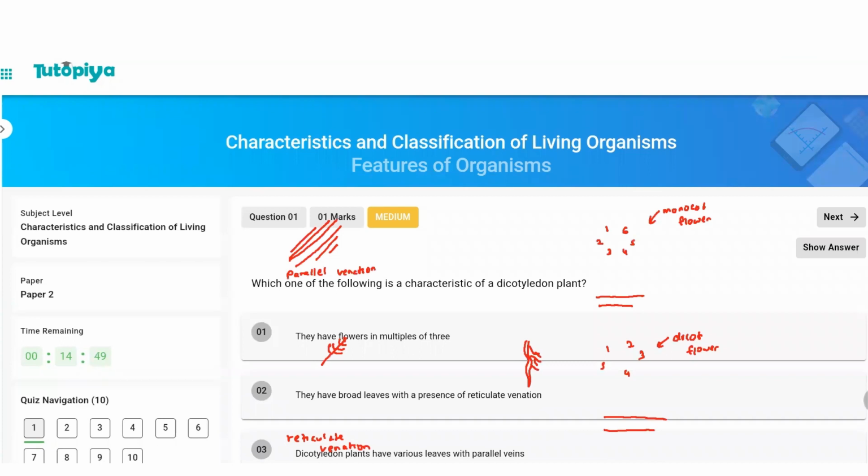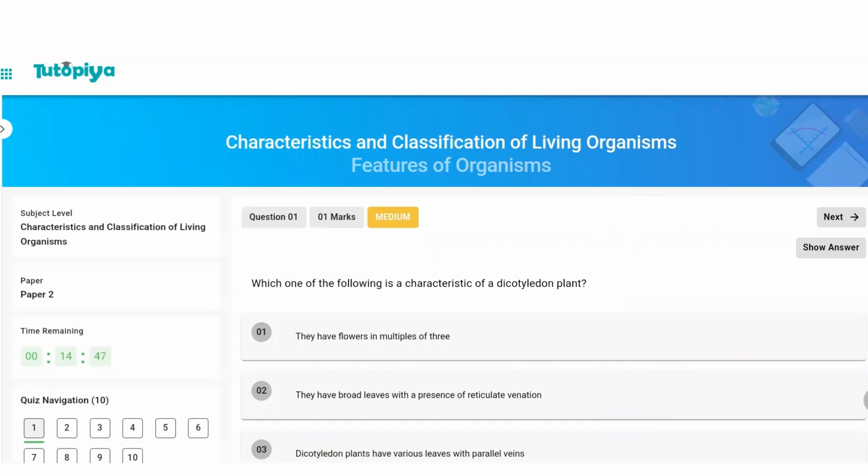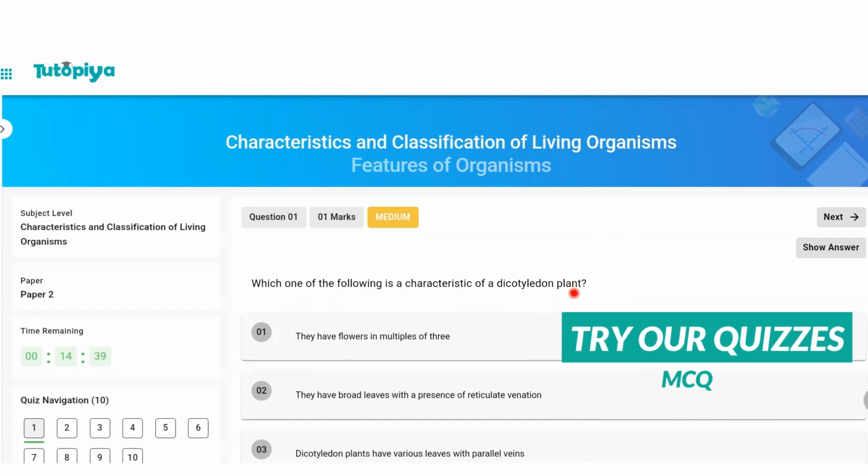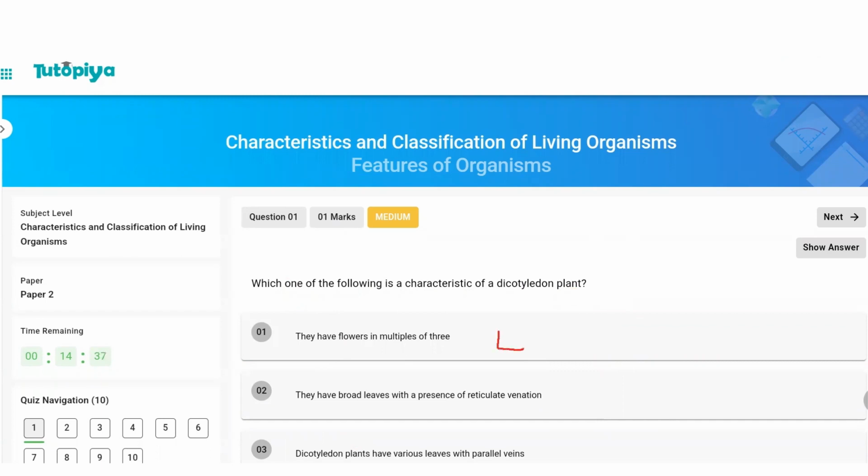All right, so here's our first question. Which one of the following is a characteristic of a dicotyledon plant? So here are our four answers. They have flowers in multiples of 3. Now this statement is wrong because dicots have flowers in multiples of 4 or 5.